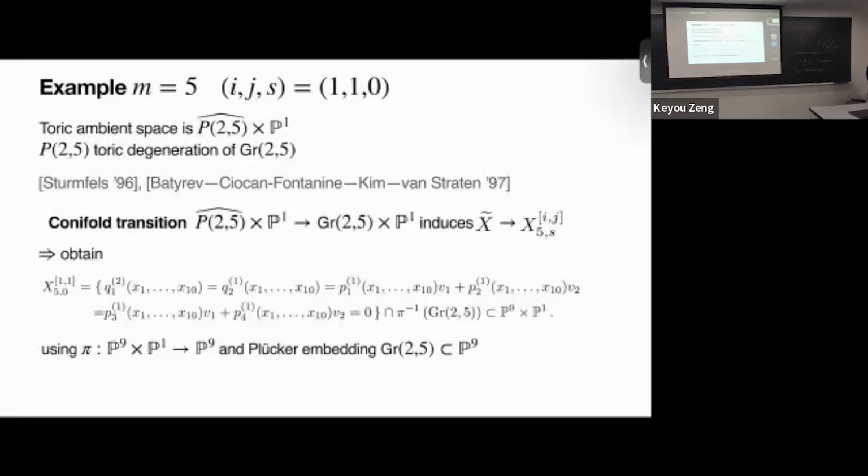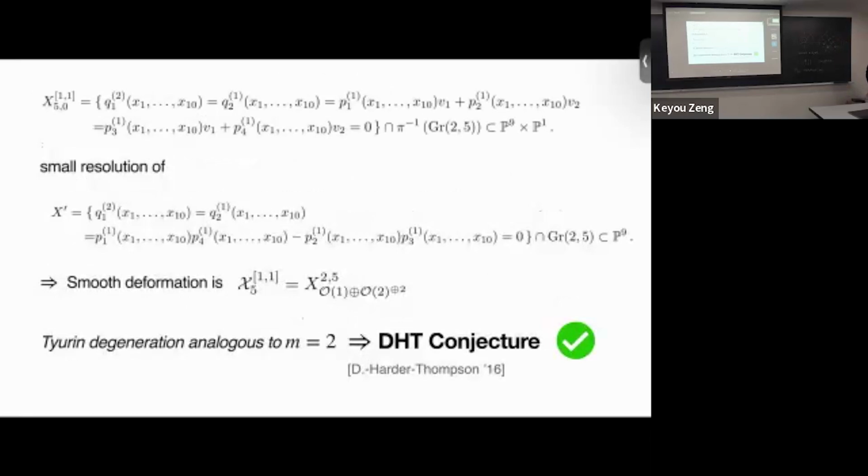inside this product space by working in P9, because we're using the Plücker embedding of GR25 in P9. And you work it out and you follow your nose, it's the same thing. You get a small resolution of this hypersurface given in these terms, intersected with the Grassmannian sitting in P9. A smooth deformation is this X511, and the Tyurin degeneration argument, analogous to what happened for n equal 2, again checks the DHT conjecture predictions in this case.